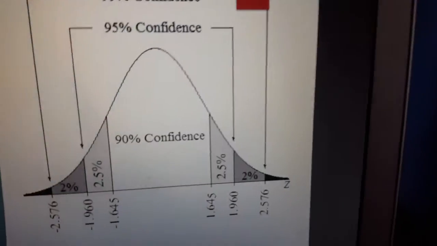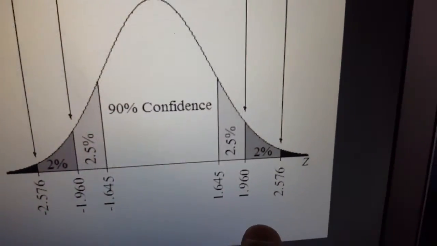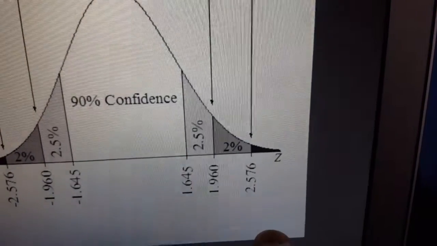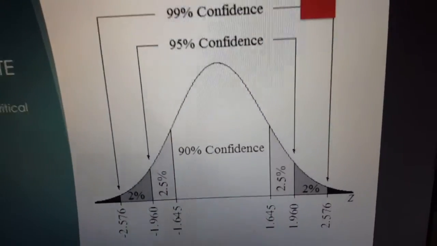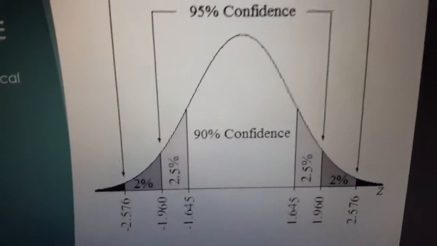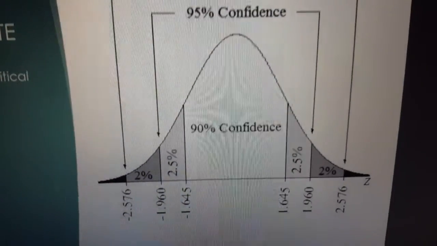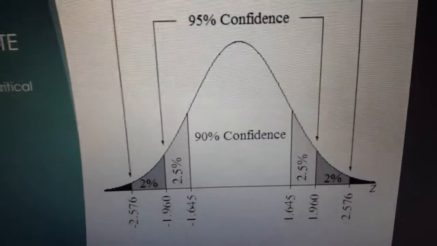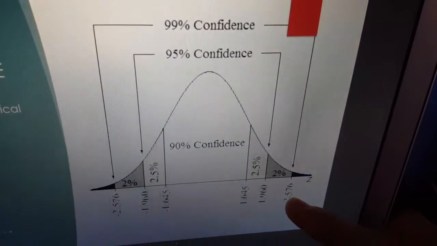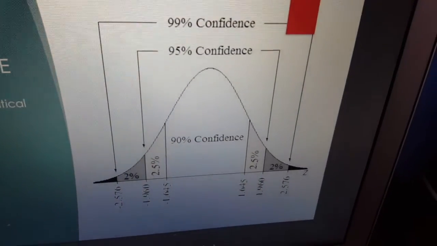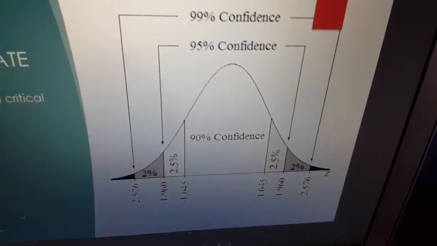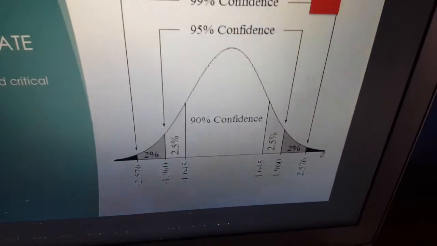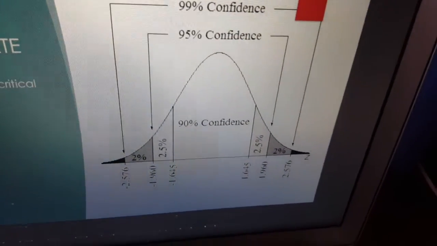We can see that we have the values 1.645, 1.96, and 2.576, and inside this area, 90% confidence level, that is how 90% sure that the mean is inside that area or estimate. And when you have 95% confidence, that is how 95% sure that the mean is inside the interval estimate.